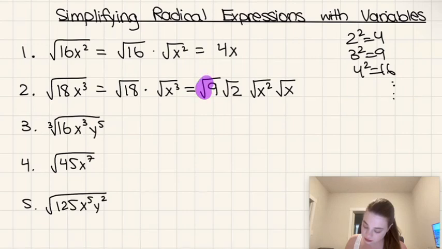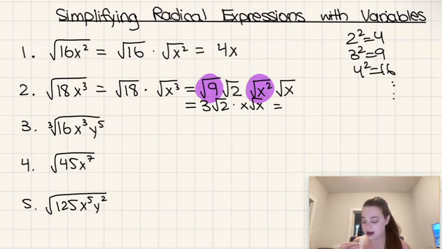And now these two can be simplified even further. So then we have 3 root 2 times x root x. And then we can just put the radicals together and the non-radicals together, which gives us 3x times the square root of 2x, like that. And that's as best as we can do.